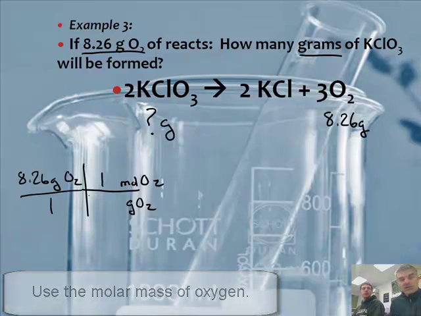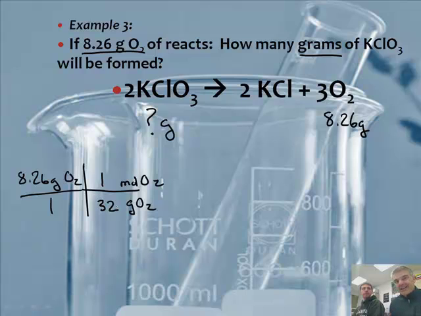1 mole of oxygen is 32 grams. O weighs 16, so 16 times 2. It's actually 15.999 or something like that. Close enough to 16. Technically, we like to go to the tenth of a decimal, so it would be 32.0. All right, so grams of oxygen cancel.